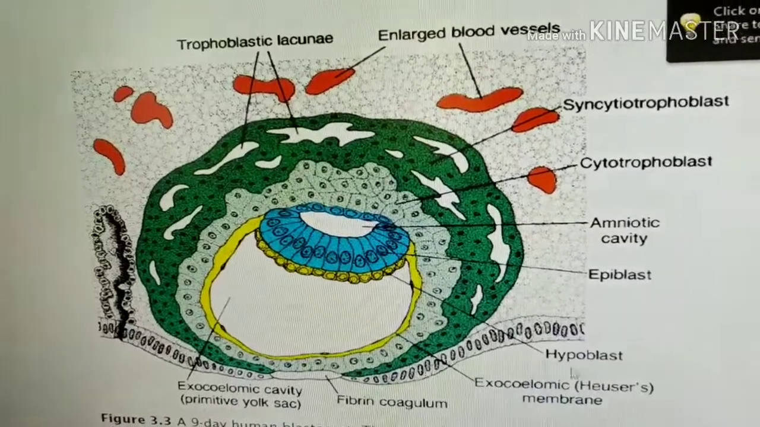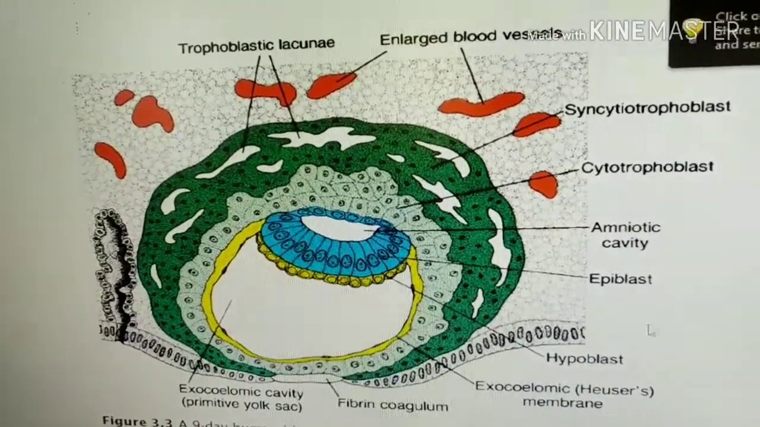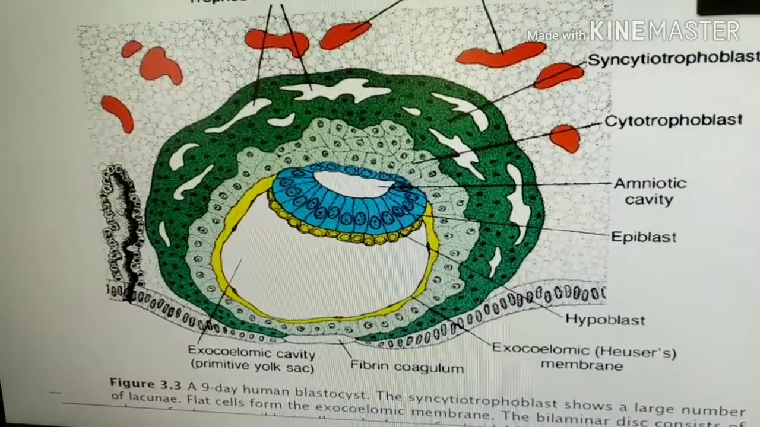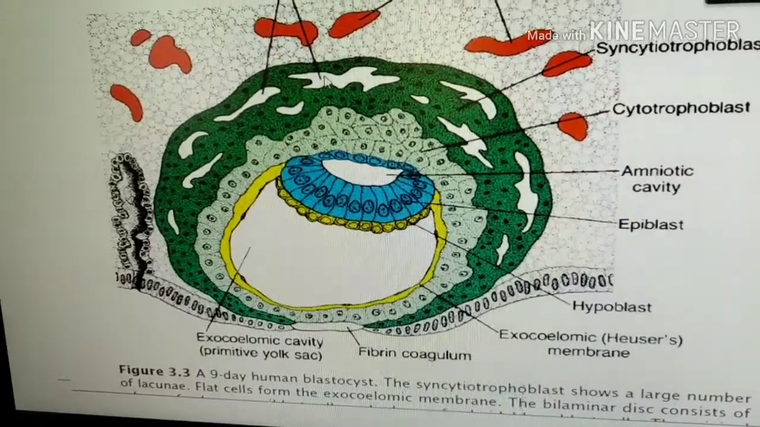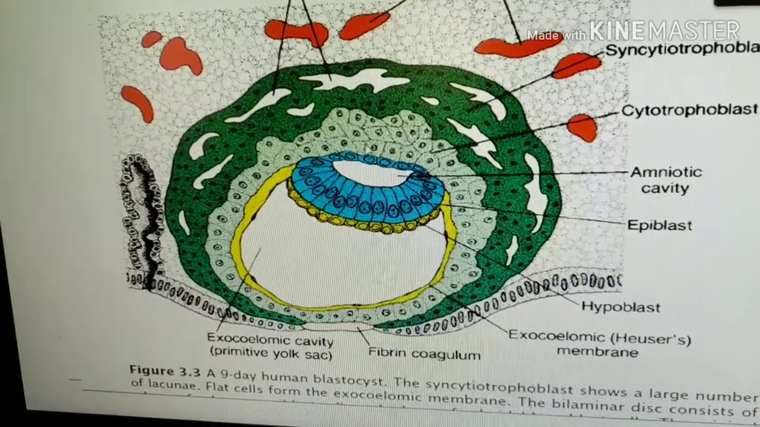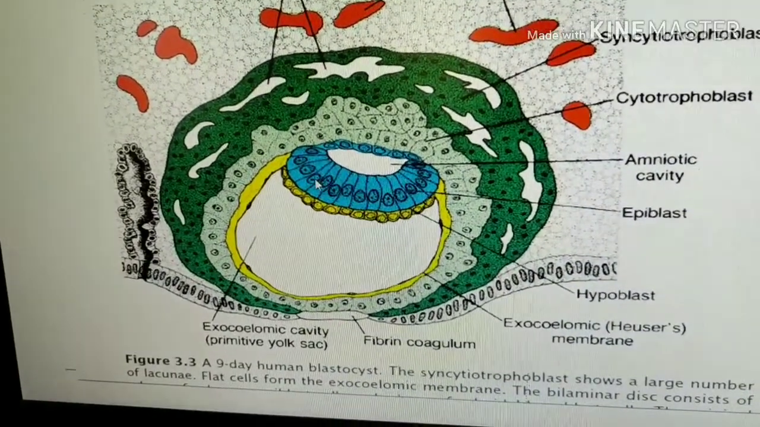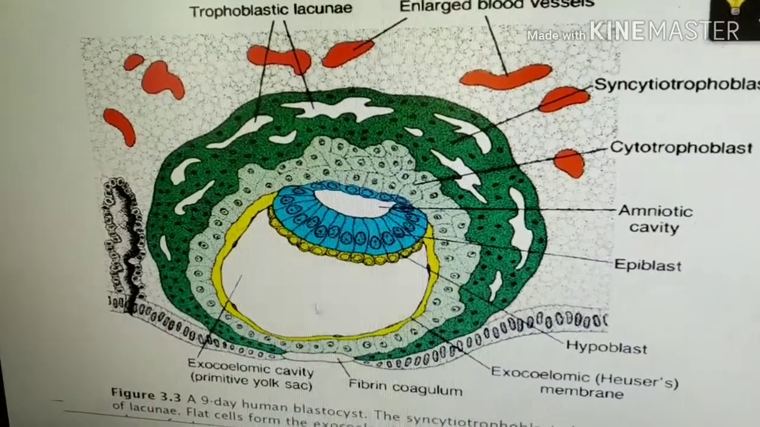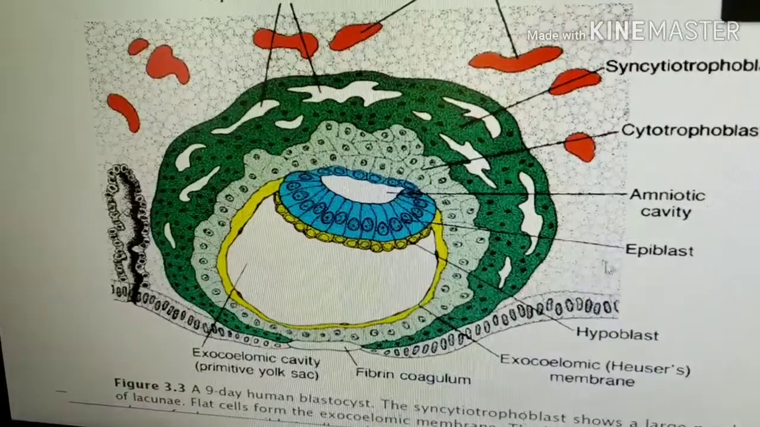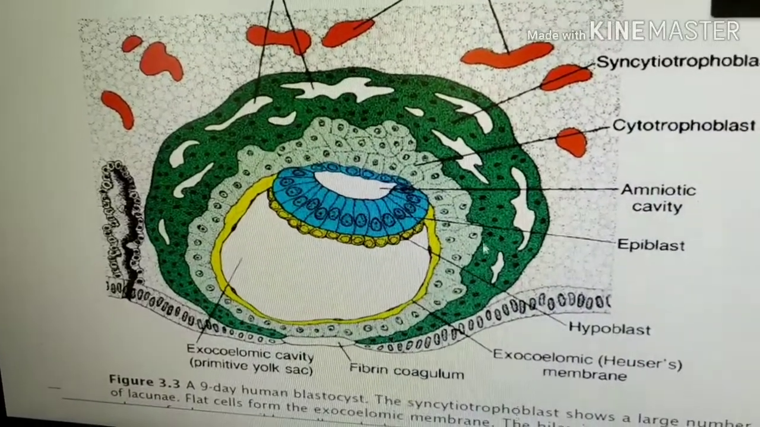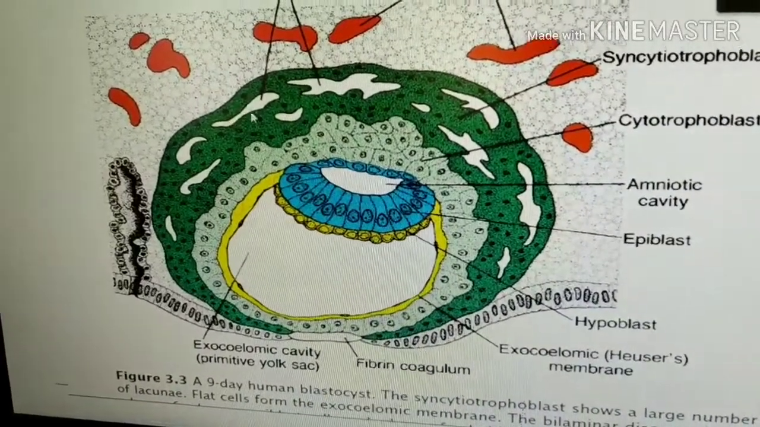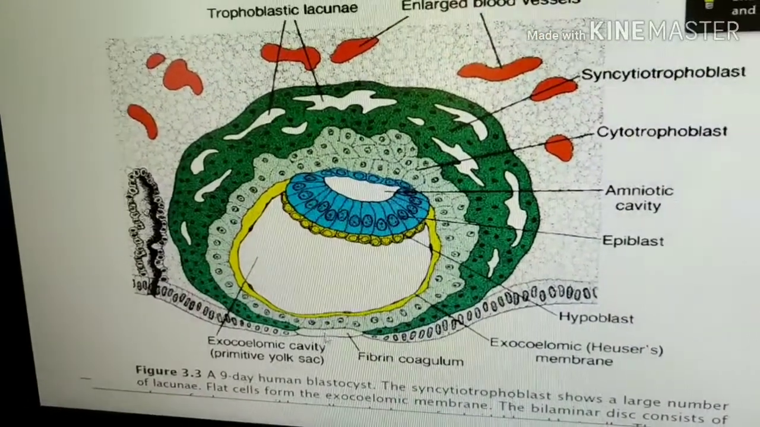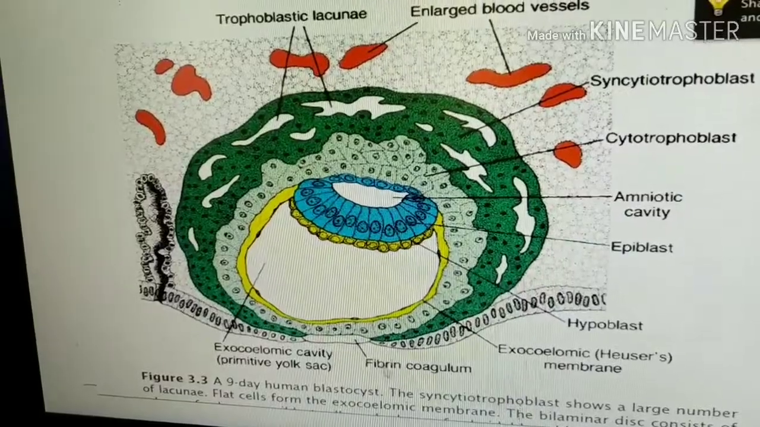This figure shows day 9. First is the labeling of the lacuna. This is the trophoblastic lacuna, and this is the amniotic cavity, epiblast, hypoblast, exocoelomic cavity or primitive yolk sac, Heuser's membrane, and this is the cytotrophoblast, and this is the syncytiotrophoblast. The penetration site is covered by a fibrin plaque.